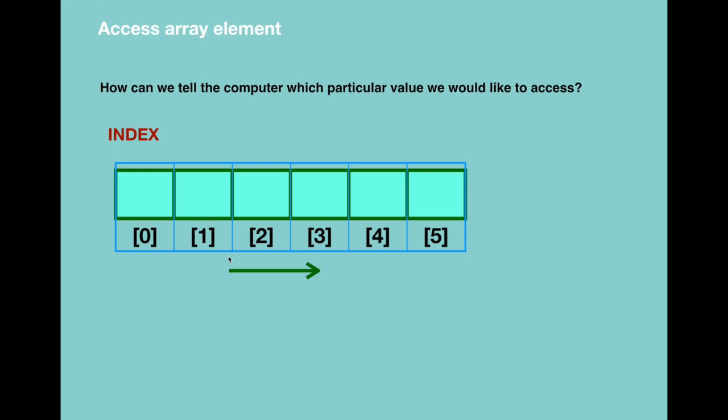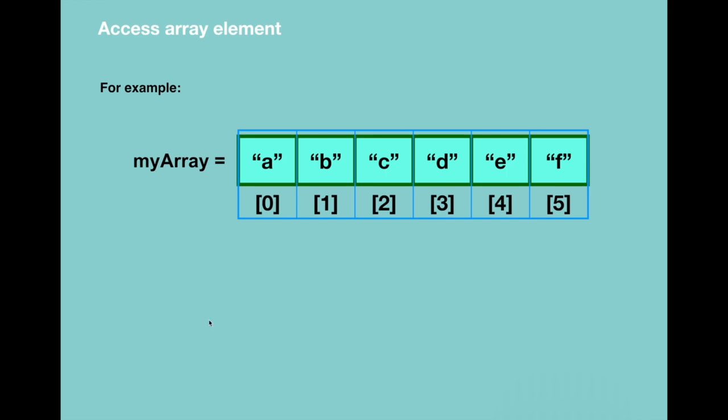So the general syntax to access an element in an array is like this: the name of the array, then the index of the cell. For example, if we want to access the first element, we need to write the syntax like this: array name and the index, which is 0, and that is equal to A. If we want to access another element, for example this element, we need to write the array name and index 3, and it's going to be equal to D. So this is how we access an element in an array.